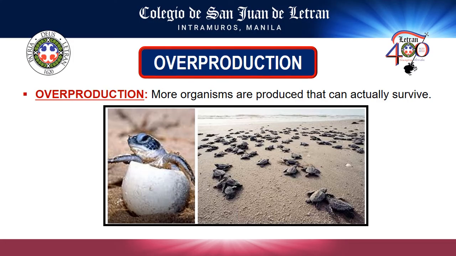Next, we have overproduction, which pertains to more organisms being produced than can actually survive. Naturally occurring species have a tendency to produce far more offspring than can possibly survive. There are not enough resources such as food, water, and space to support them. As you can see on the figure, based on the studies, sea turtles lay from 70 to 100 eggs, depending on the species. On average, 1 out of 100 survive. Young turtles are on their own after they hatch. Very few survive to maturity due to predation and competition for resources.